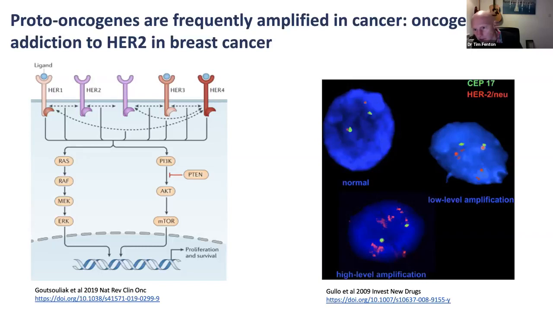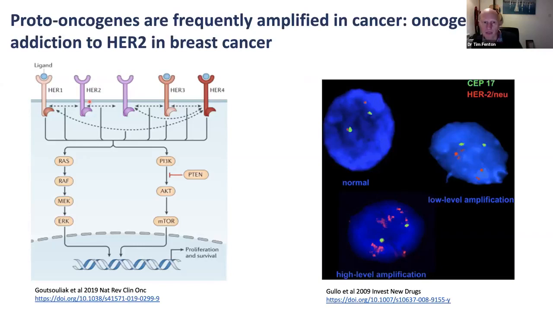Then we can see a cell here which has a low level amplification of the HER2 gene, so now we can see more than 2 spots, so we know we've got more than 2 copies of the gene. And here's what we see when we have a high level amplification in a breast cancer cell. We can see lots and lots of copies now of that HER2 gene, and that's then causing there to be an overproduction of the HER2 protein, and that's driving the breast cancer.